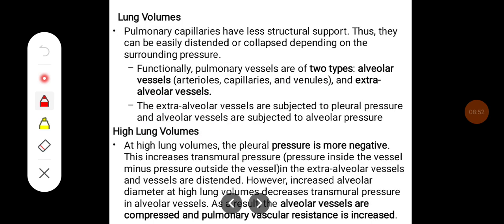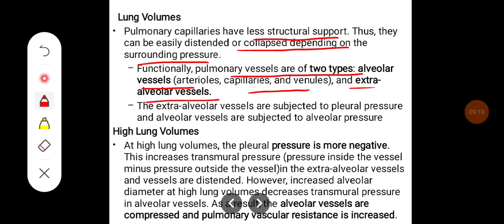The lung volumes: the pulmonary capillaries have less structural support, thus, they can be easily distended or collapsed depending on the surrounding pressure. Functionally, the pulmonary vessels are of two types: alveolar vessels, that comprise arterioles, capillaries, and venules, and extra-alveolar vessels. The extra-alveolar vessels are subjected to pleural pressure and alveolar vessels are subjected to alveolar pressure.